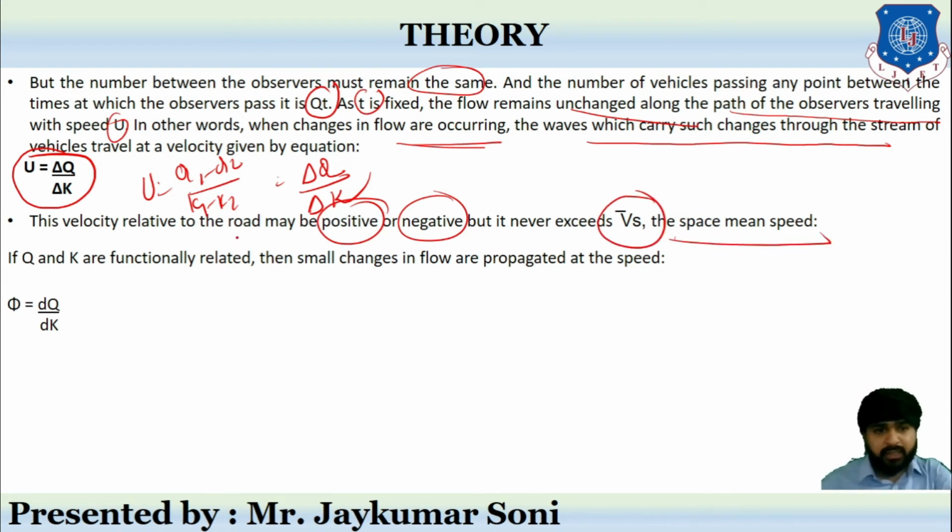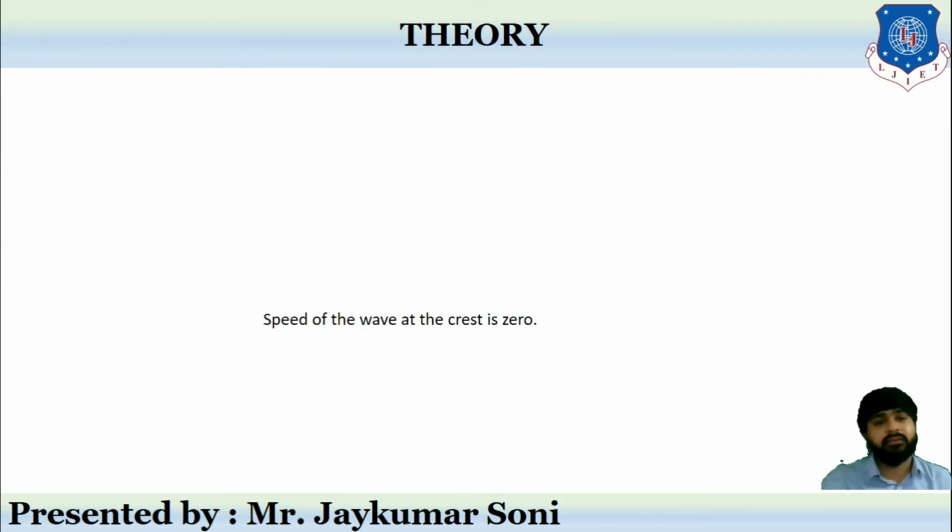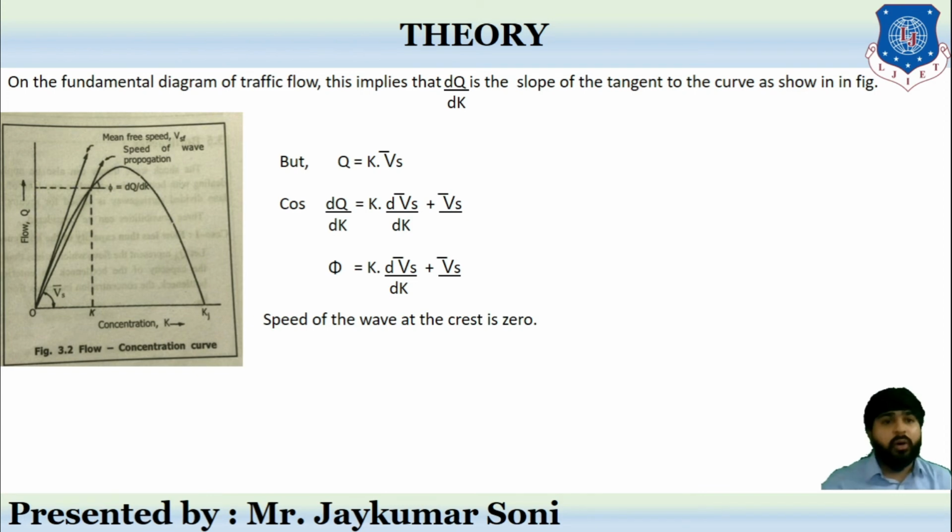Now, if we consider that q and k are functionally related, then this can be denoted with the help of this equation: phi equals dq by dk. On the fundamental diagram of traffic flow, this dq by dk is the slope of the tangent to the curve. So you can see dq by dk, that is phi. That is this particular slope of the tangent.